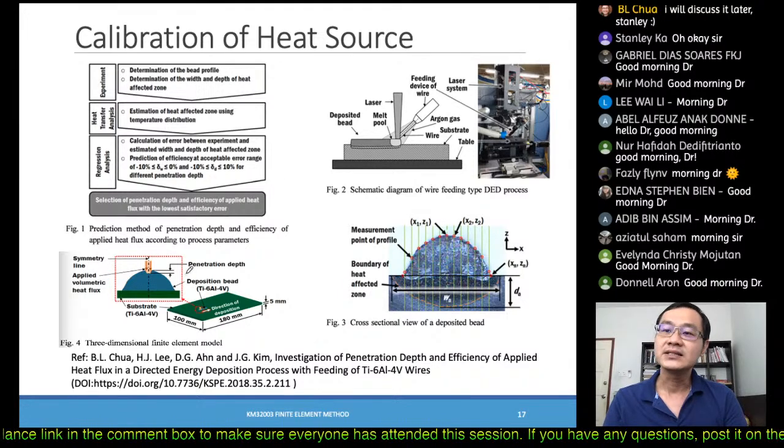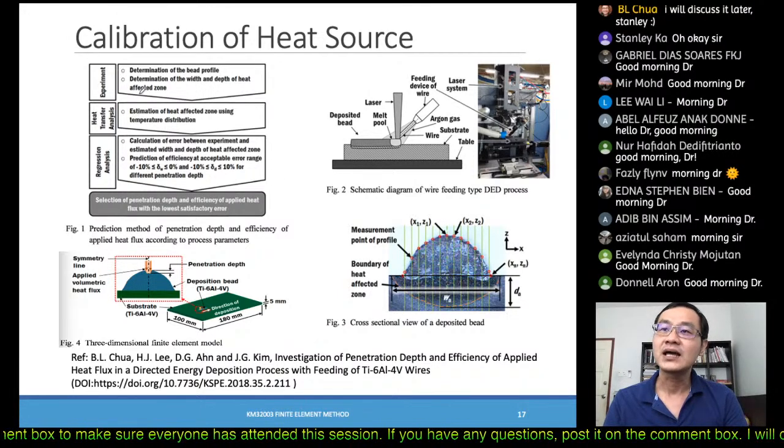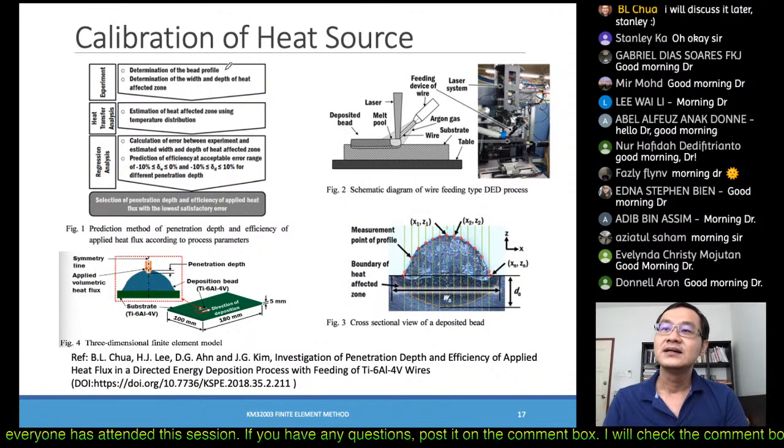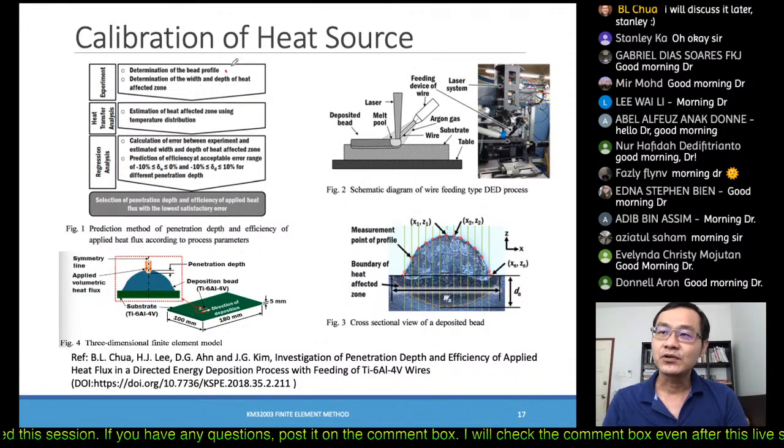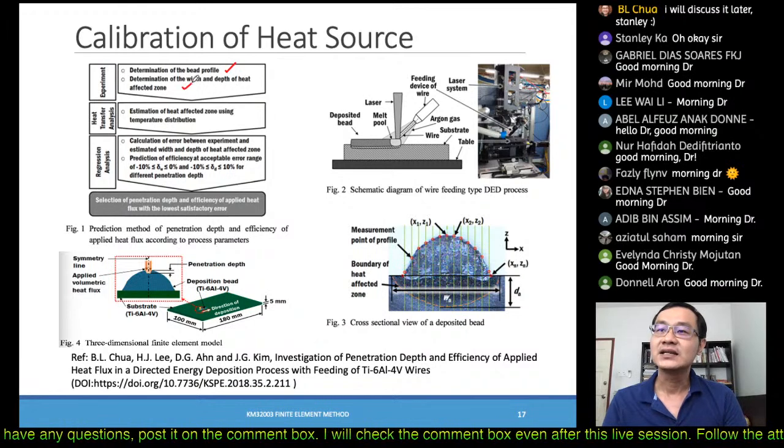We run a simulation similarly. We will find the bead profile. We find the width.